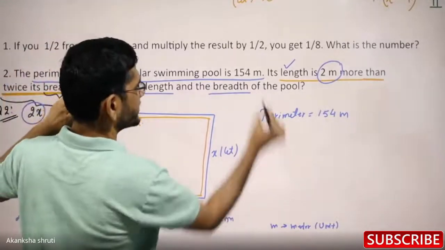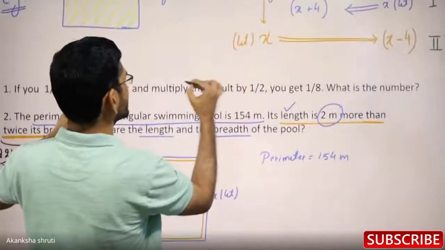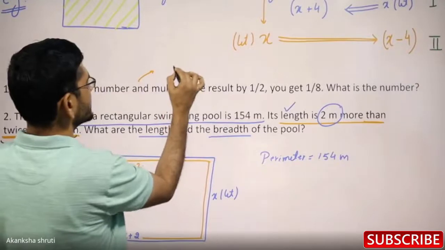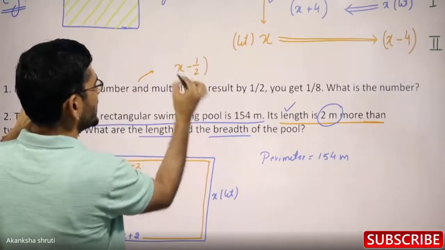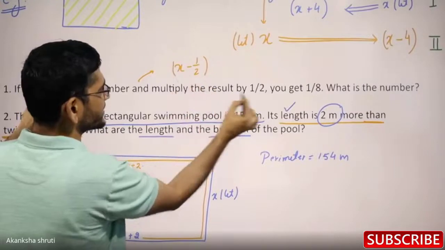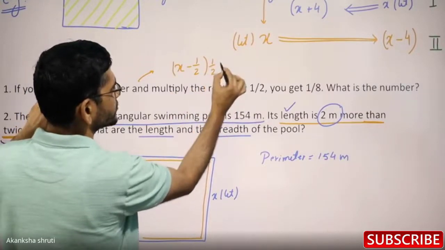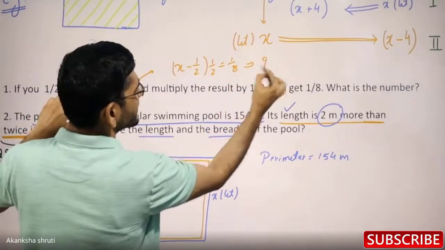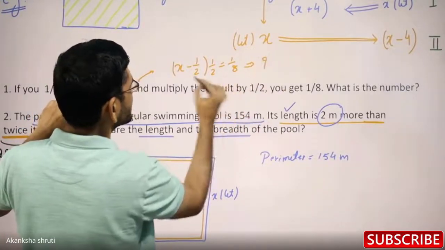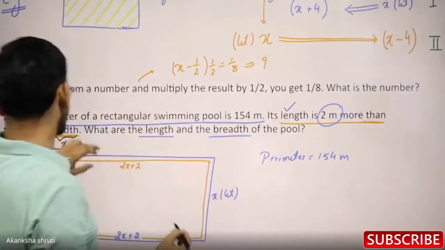So the equation for question number 1 was framed like this: the x you have taken, from that you subtract 1 by 2, and the result you multiply by 1 by 2, and you get 1 by 8. From here the x was calculated. Okay, so this was question number 1.